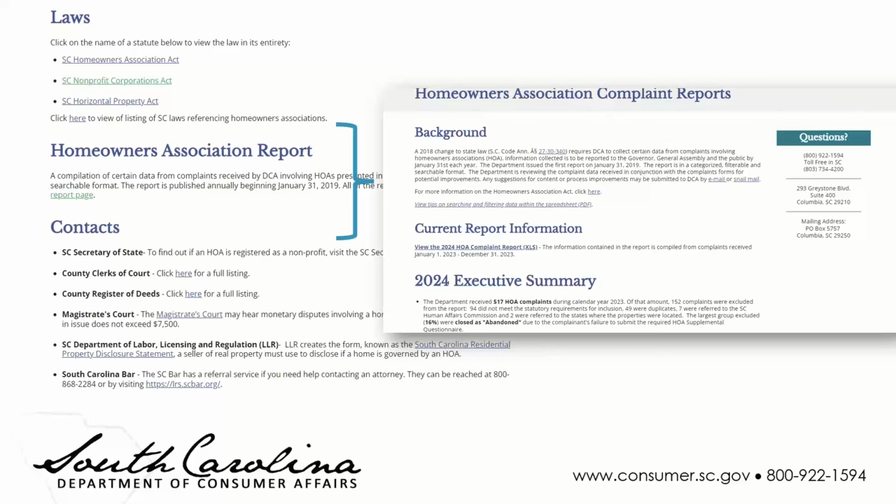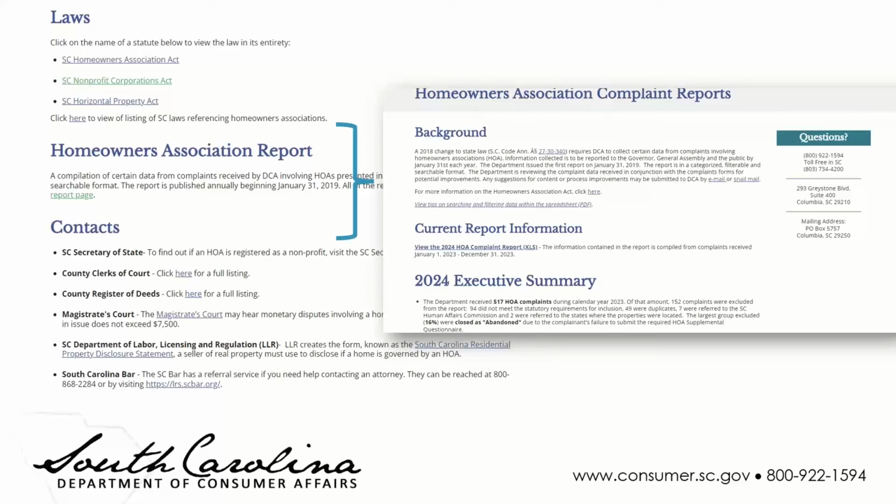So the report is a compilation of data from the first 5 reports that we issued. The department issued the first annual report on January 31st, 2019, which contained information compiled from complaints received from June 1st, 2018 to December 31st, 2018. Every report issued thereafter contains data from the prior calendar year. With regards to the 5-year report, the 5 reports issued during that time only included 1,012 complaints, as 170 did not meet the statutory requirement for inclusion, such as a complaint that did not include the required supplemental questionnaire, or they were duplicates, or they were referred for other reasons to the South Carolina Human Affairs Commission.